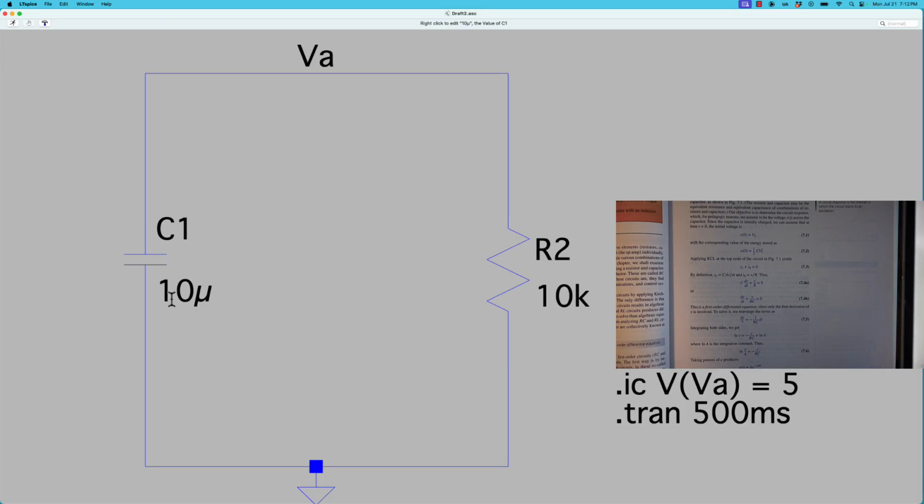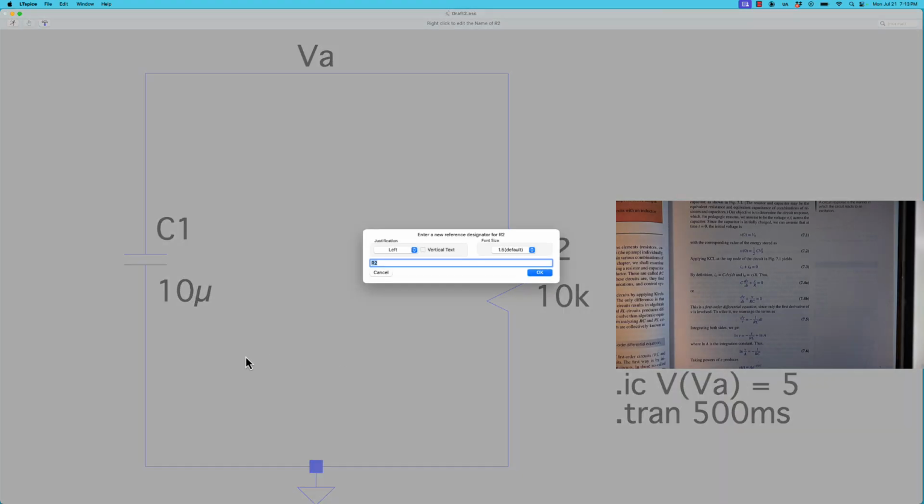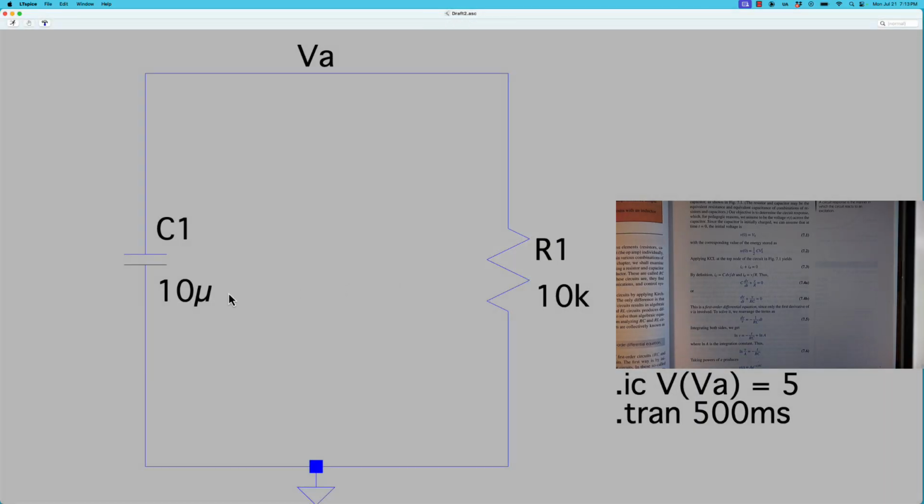So over here, you can see this is C1 and this is R2. Let me rename this to R1, actually, so we don't get confused. C1 and R1. C1 is 10 microfarads. This is a mu in Greek, and it means 10 to the negative 6. 10 microfarads, and then 10K, which is 10 times 10 to the third. So essentially these magnitudes will affect each other.